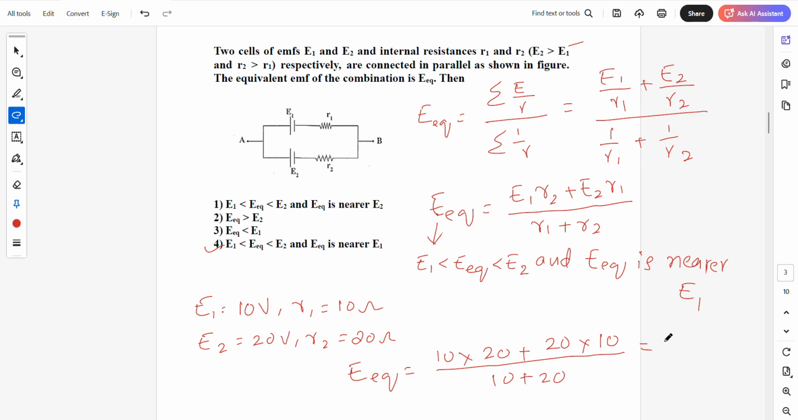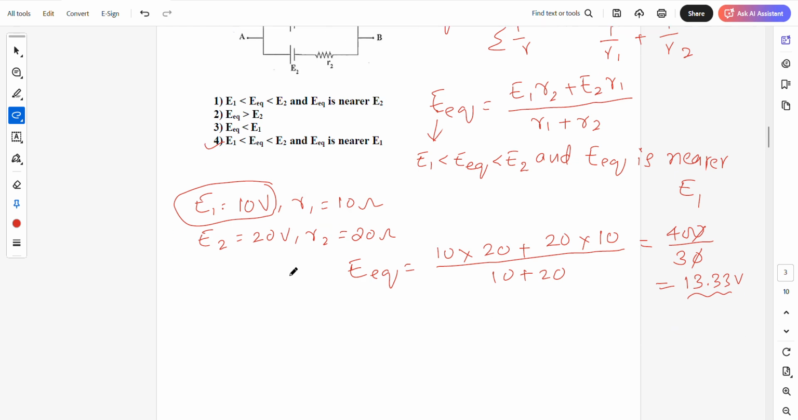How much is this? 200 plus 200 is 400. 400 by 30, the zeros cancel, approximately 13.33 volts. Right, 13.33, which is nearer to E1, and it is lying between E1 and E2. Hope you understood. We'll see the next problem.